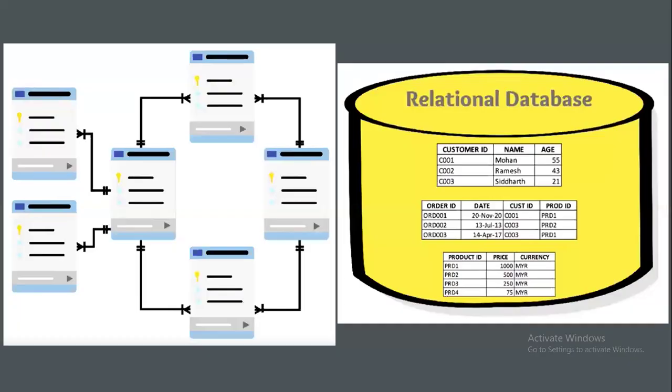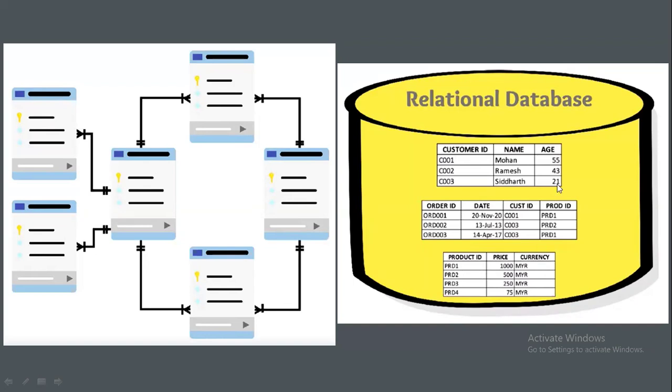Next, relational database. In the left side diagram, you see the tables. This is the customer table and this is the orders table. The customer table and orders table will have a relationship, and the product table too. The product table to the customer table will give the relation like this. For example, this is the customer table: customer ID, name, age. Second, the orders table: order ID, date, customer ID, product ID. And last, the product table: product ID, price, currency.